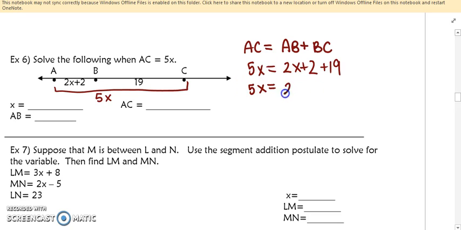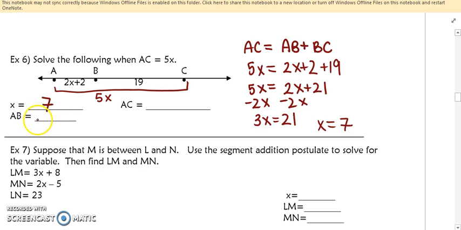I'm simplifying both of those terms, getting my x's on the left-hand side, numbers on the right-hand side. I get x is equal to 7. Can plug that back in then to find those missing measures.